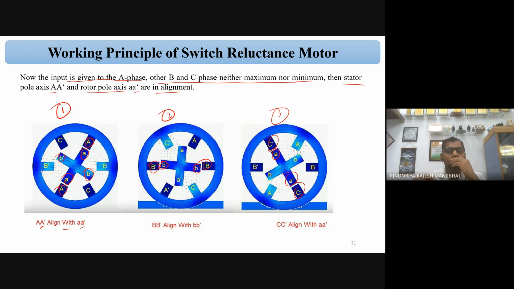Okay. So we have to operate this motor by using the power converter. That's why we have to find the rotor position, the exact rotor position. Then we can give the pulses to the nearby phase. That's why the motor is able to rotate.